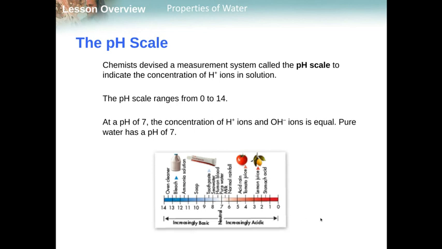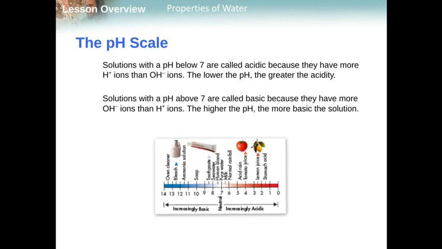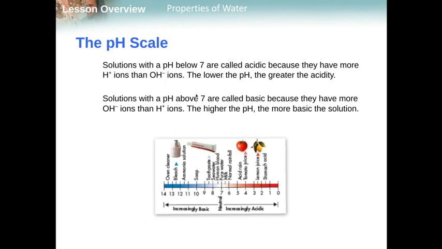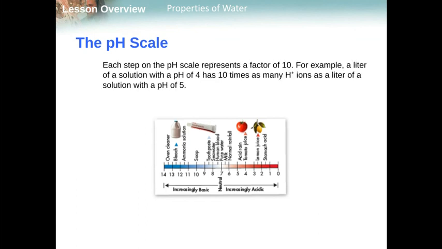Very, very basic. So solutions with a pH below 7 are called acidic because they have more hydrogen ions than hydroxide ions. The lower the pH, the greater the acidity. And then we have the inverse being said for bases. So they're basic because they have more hydroxide ions than hydrogen ions. The higher the pH, the more basic the solution.